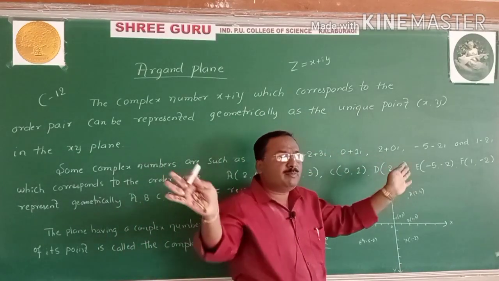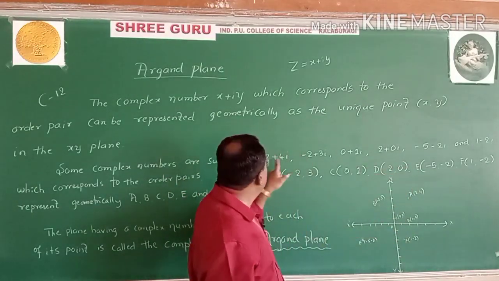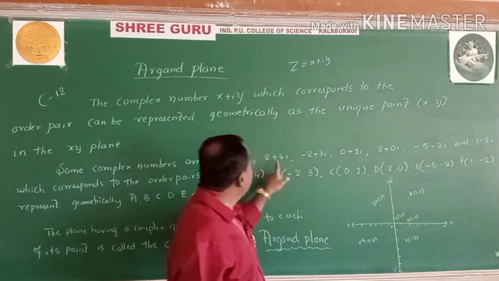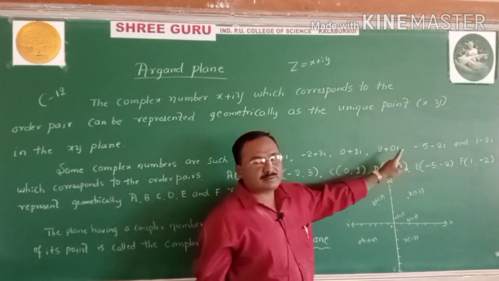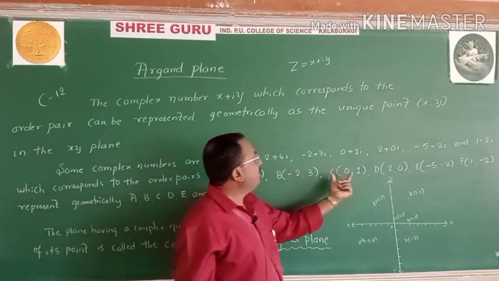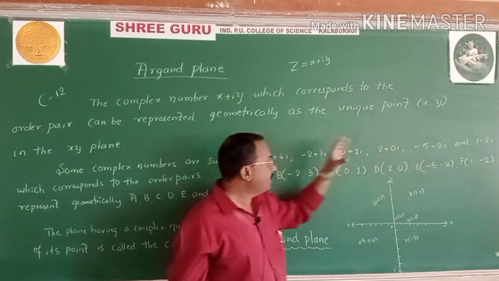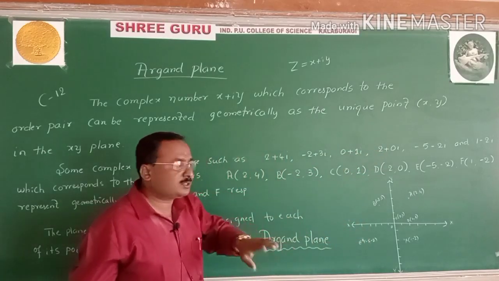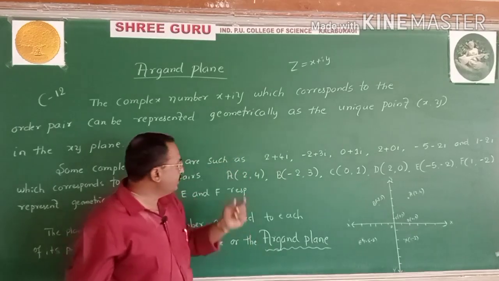If you take any points or any complex number, here these are the complex numbers, here x value, y value. Here x comma y. These complex numbers are converted in the form of points.